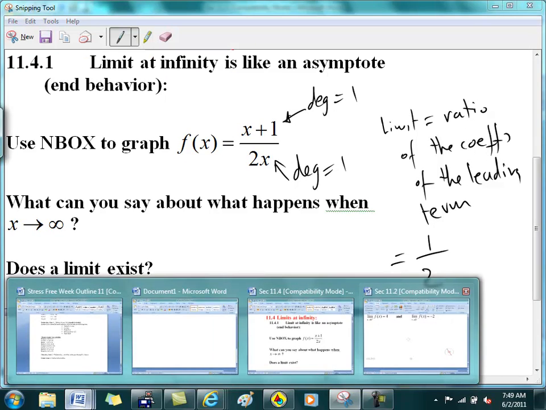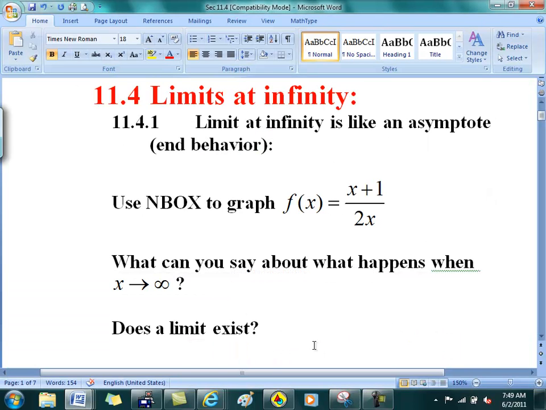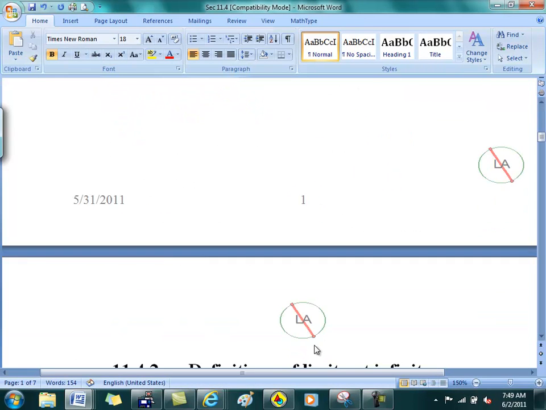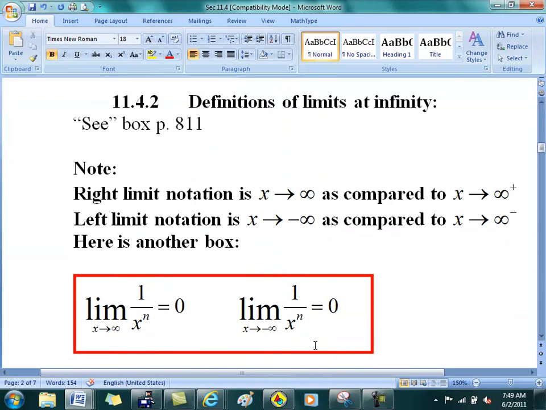Next is the limit. You want to take a look at the definitions of limits at infinity on page 811. All right, I mean, that's pretty simple notation.